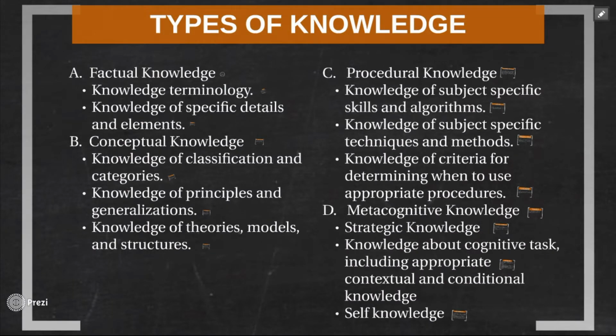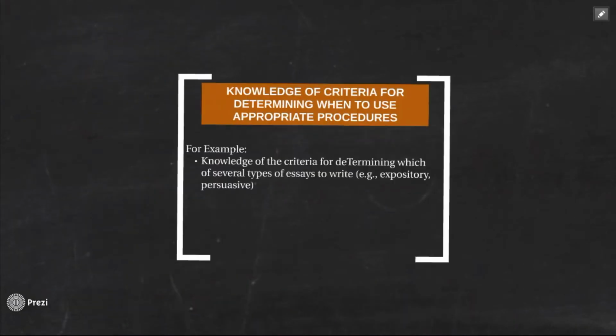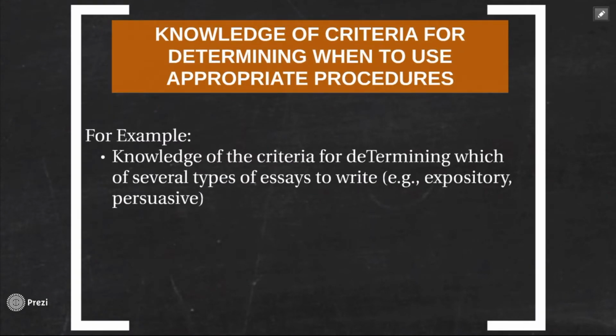And the last point in procedural knowledge is knowledge of criteria for determining when to use appropriate procedures. Example of knowledge of criteria for determining when to use appropriate procedure is knowledge of the criteria for determining which of several types of essays to write, such as expository, persuasive.